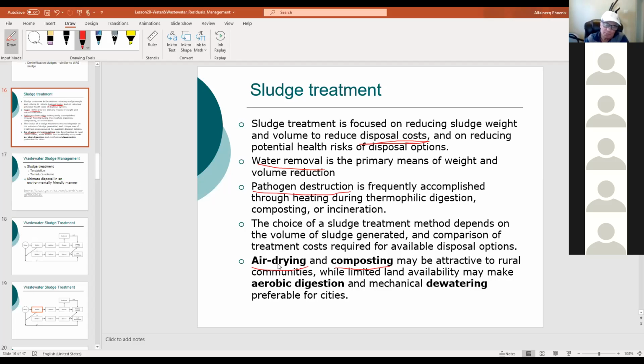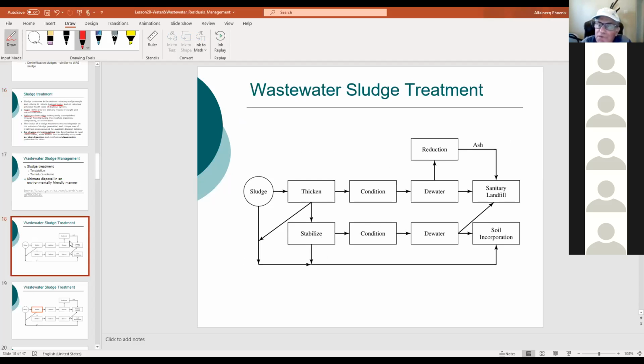All right. So let's look at the process here. Then we'll see some video here. Actually, the video is long. Quickly, these are the steps. All right. Thickening, conditioning, dewatering, reduction. All right. Reduction means burn it, incineration. This is why you see ash here. Landfill. All right.